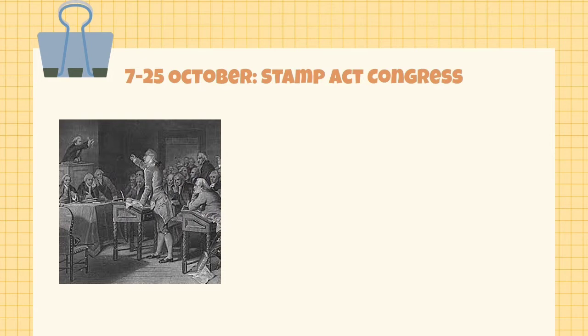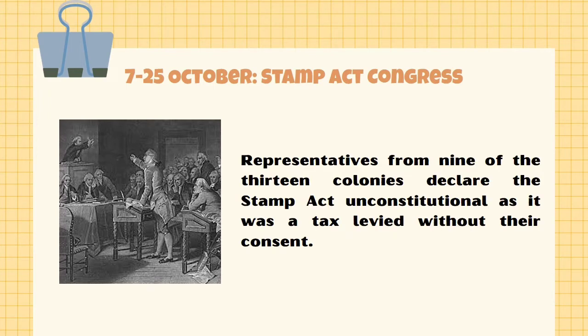And October 7 to 25, the Stamp Act Congress. Representatives from 9 of the 13 colonies declared the Stamp Act unconstitutional as it was a tax levied without their consent. The Stamp Act Congress passed a Declaration of Rights and Grievances which claimed that American colonists were equal to all other British citizens, protested taxation without representation, and stated that without colonial representation in Parliament, Parliament could not tax colonies.